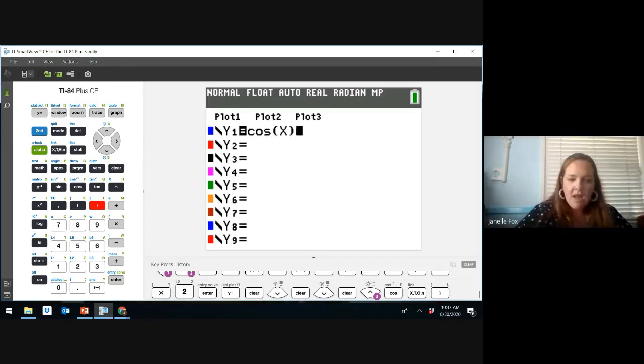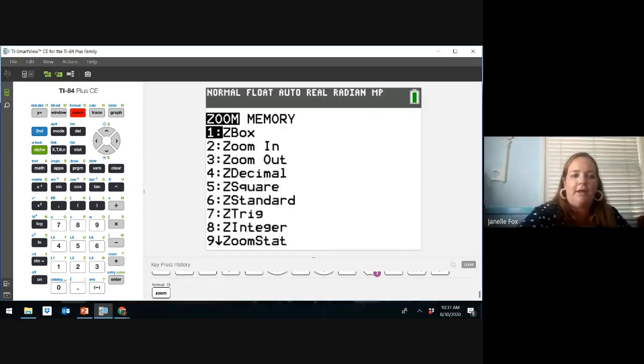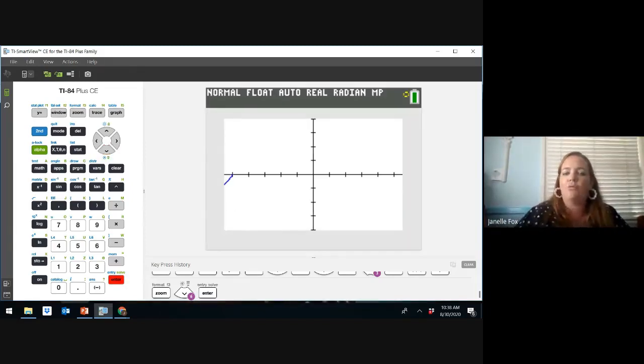So fun thing. We were in Zoom standard. I want to go to Zoom trig. So I'm going to hit that Zoom button and I'm going to go to trig. Zoom trig is number 7 here. Remember you can also just hit 7. What it does is it gives you from roughly -2 pi to 2 pi, a little bit more on this one, and then -4 to 4 on the y's. So we can see that this is a beautiful cosine of x. It looks lovely. Yay, good job us.